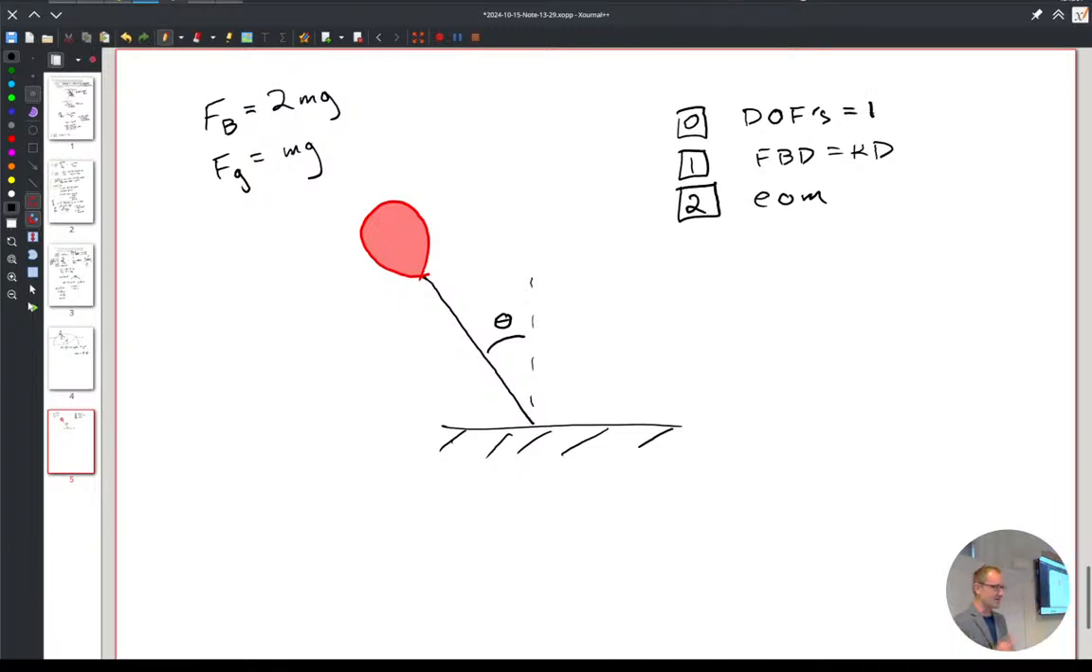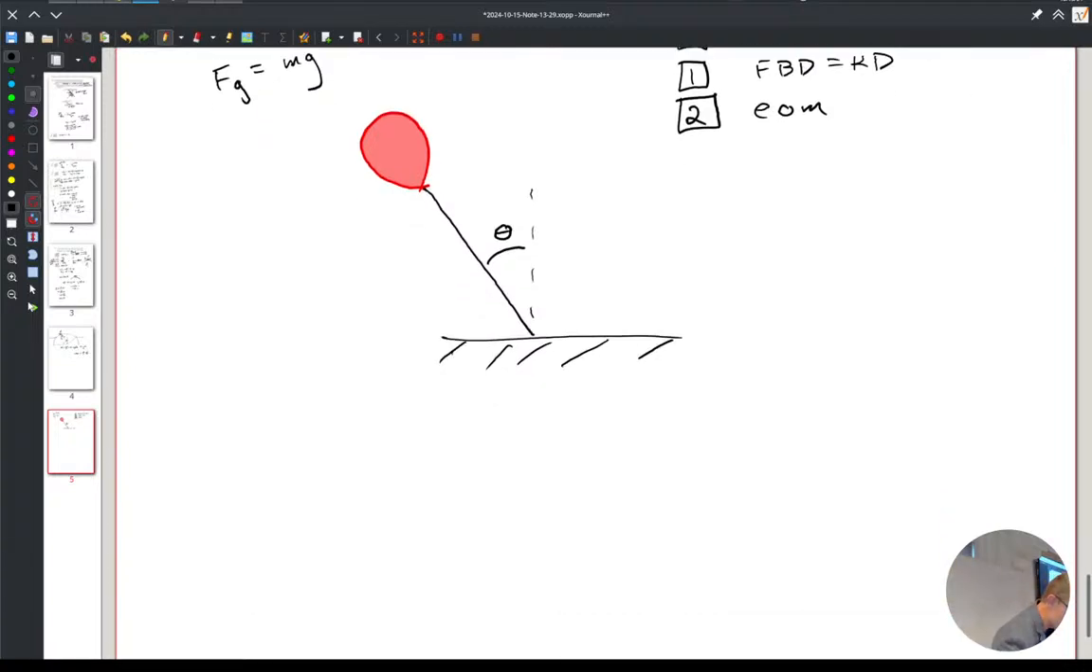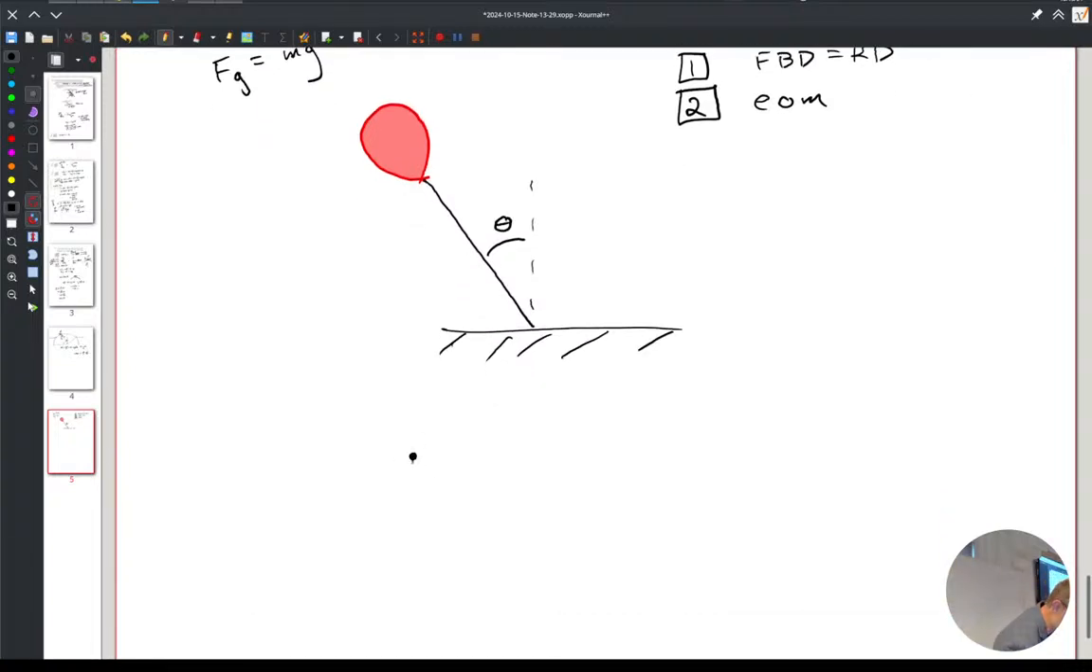All right, 1 degree of freedom, 1 equation of motion. That's all we need is 1 equation of motion, because degrees of freedom equals EOMs. All right, what forces? How do you want to draw the forces on here? G going downward. Okay. I'm going to put another one.